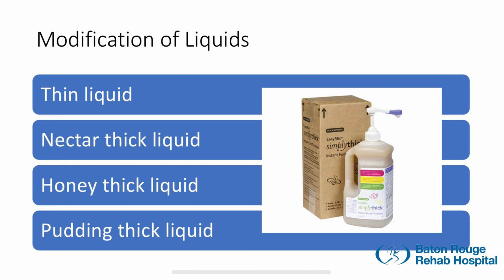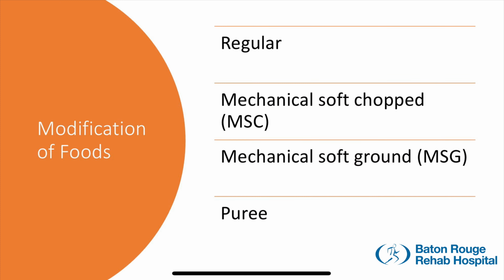Use the gel-based thickening bottles located in the nutrition room, gym, dining room, or speech office to thicken liquids to the appropriate texture for patients with dysphagia warranting thickened liquids. The directions are printed on the side of the bottle. Foods can also be modified to make them easier to chew or swallow. We refer to 4 different textures here at Baton Rouge Rehab.